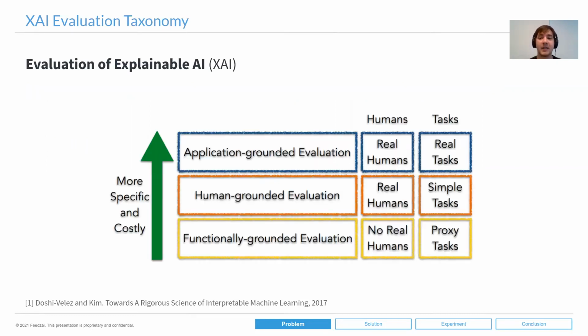There has been a taxonomy introduced by Doshi-Velez and Kim about experiments with explainable AI. These were divided into three different groups of experiments. The first one is with proxy tasks and simulated behavior of real humans. The second one is with real humans, but on simplified tasks. And the third one is with real humans performing a real task.